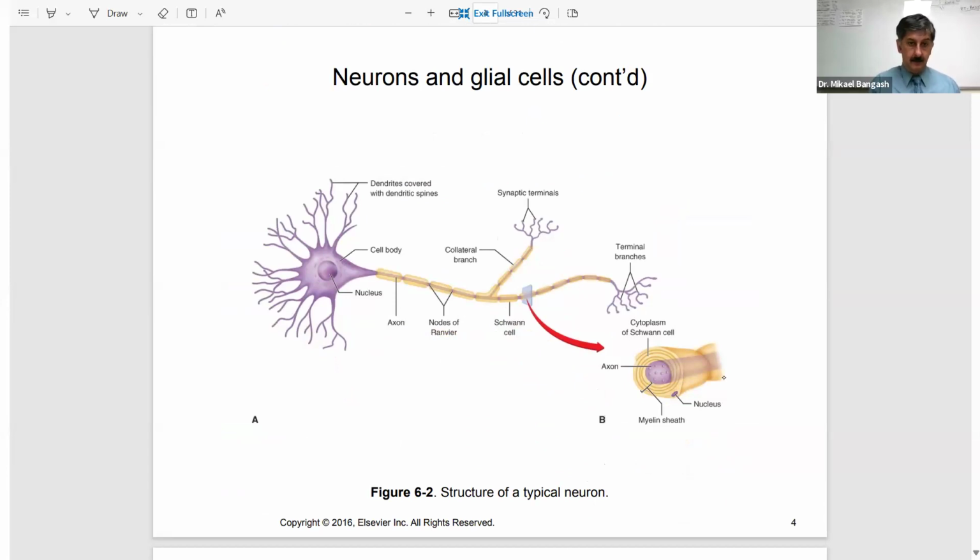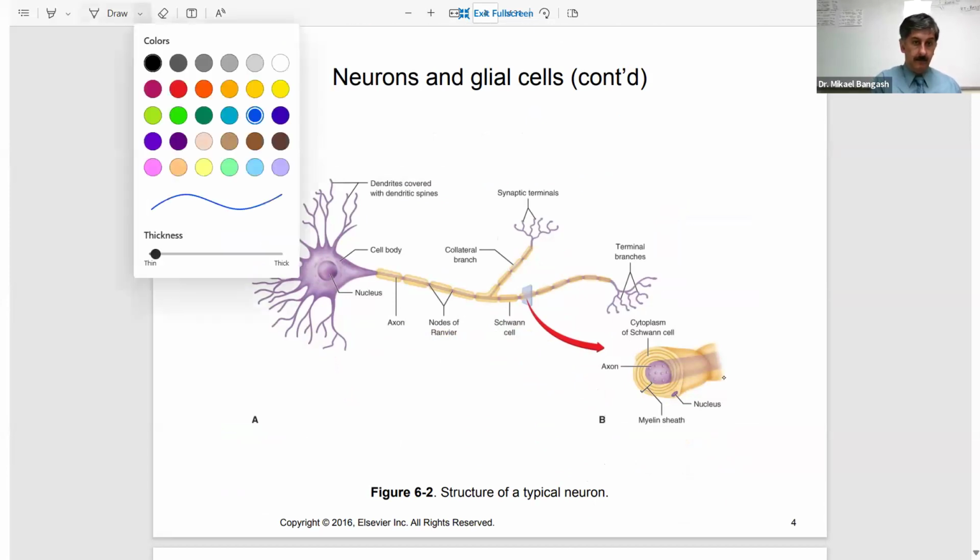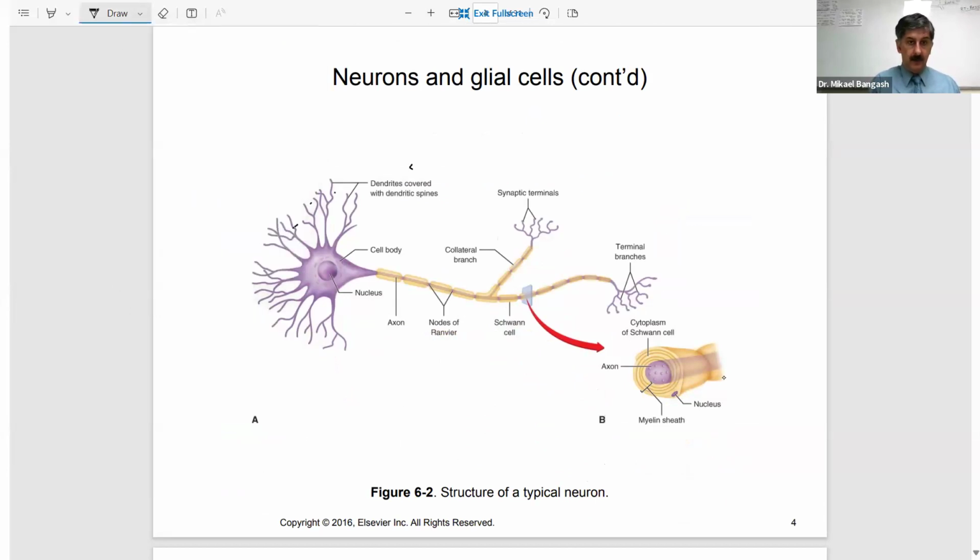So, your dendrites, and as we said, of course, these are going to be meeting with the terminal branches of other neurons. Hundreds, if not thousands, of similar structures are going to meet with this. And this is further giving off signal to hundreds, if not thousands, of other neurons.